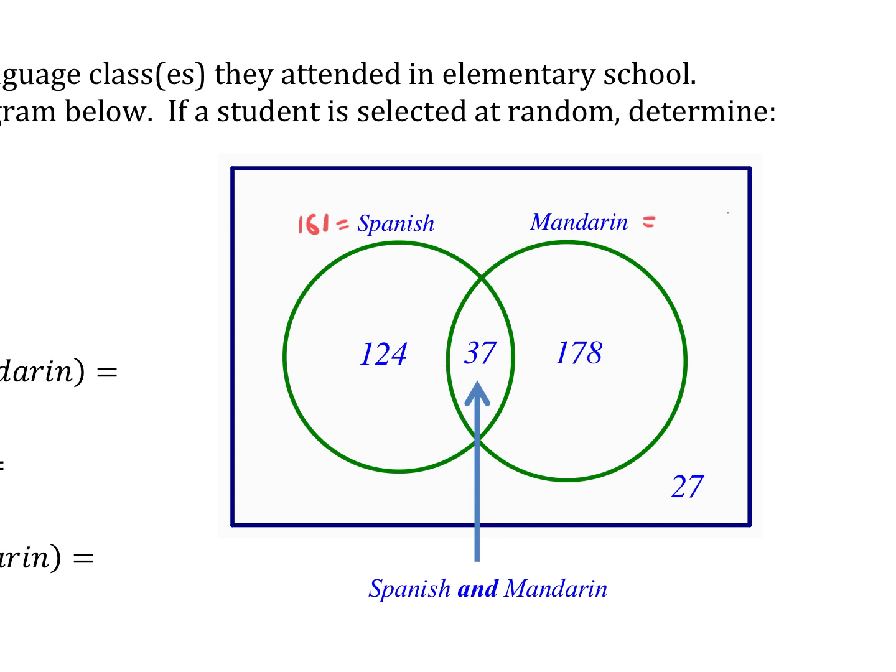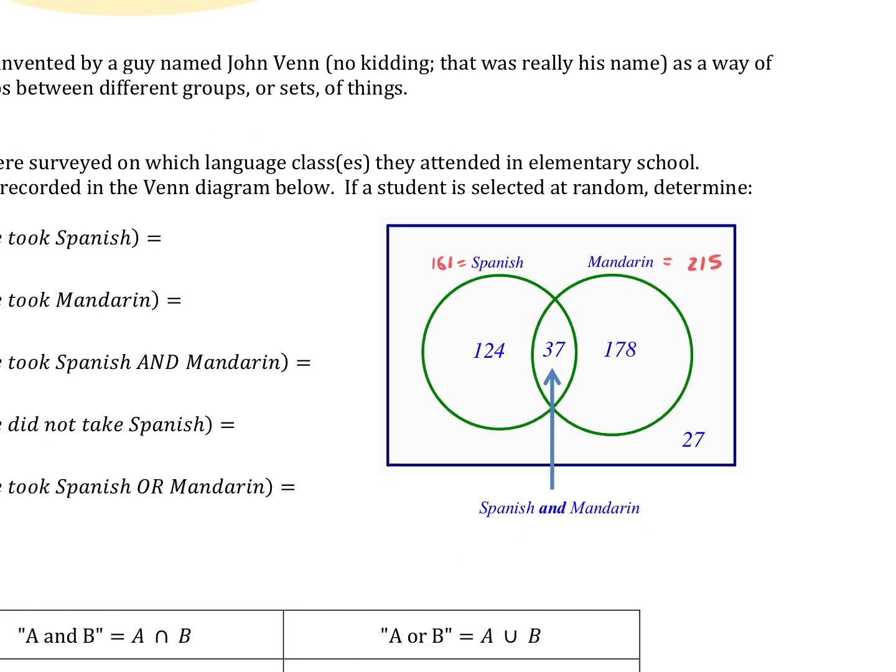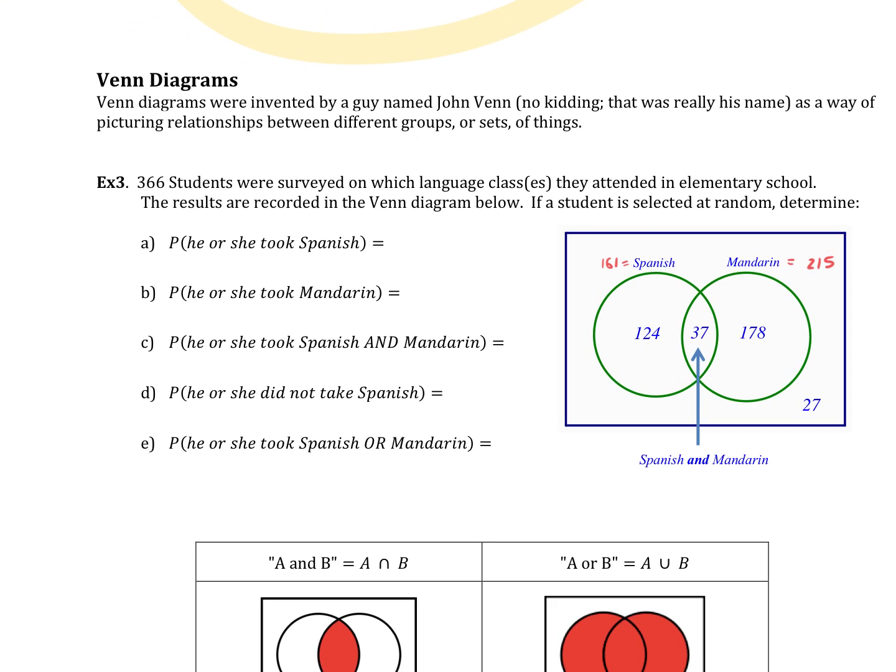So this is 5. Is this 215? Yeah. Just in case there's a question about Mandarin, I don't accidentally just go 178. It's actually 215. So let's be careful about this.